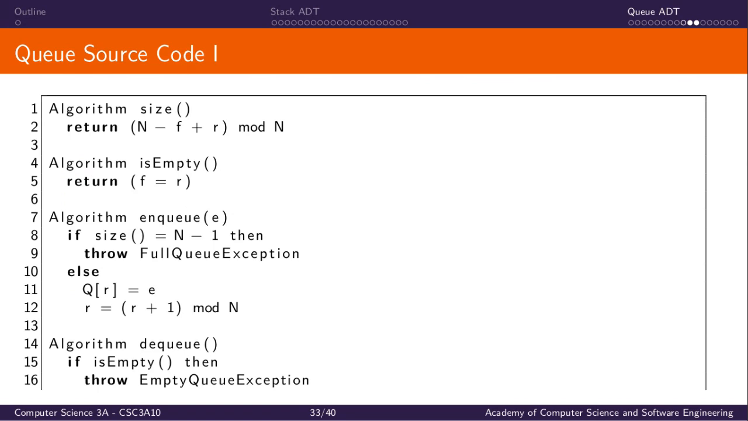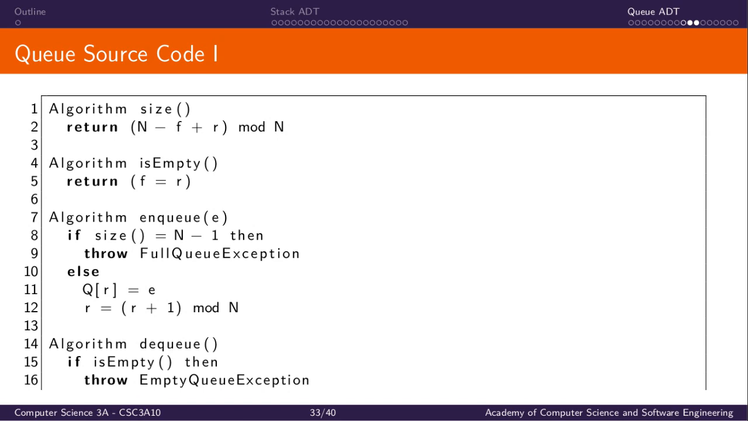So what would these look like? Our algorithm for size, because we're using 2 indices, front and rear, we can't just look at one of them to determine what the size is. What we're going to look at is n, which is the size of our array, and then we simply subtract from that where our front is and add to that where our rear is, and that tells us how many elements we actually have within our array. So what we're subtracting is the open spaces between our front and our rear.